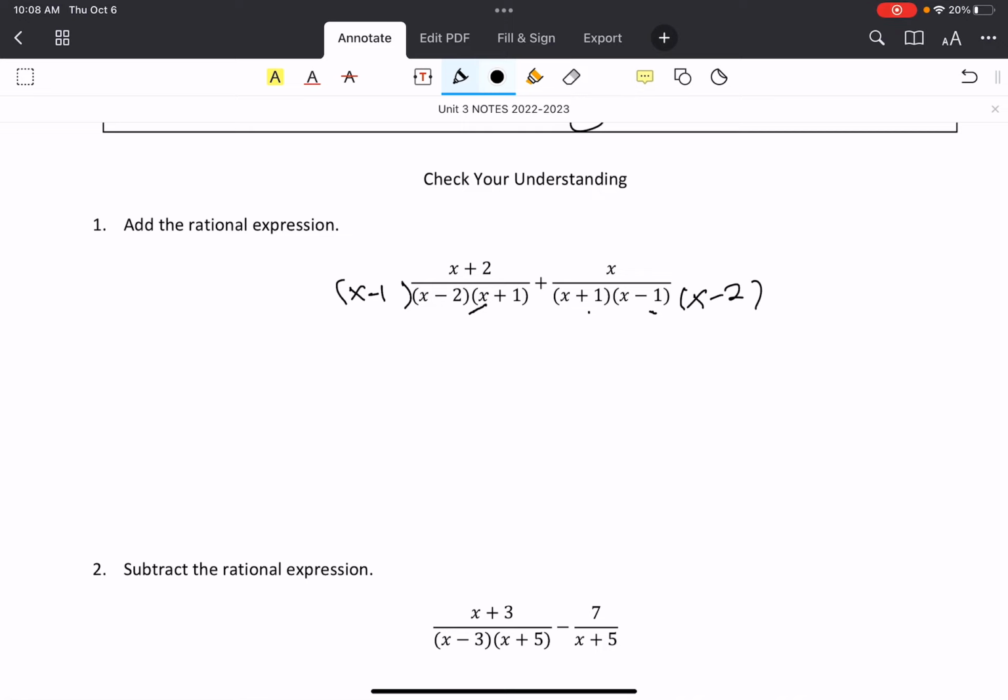But what do I have to do? Do it to the top. Now what should I do? Multiply the factors together. We're going to multiply this and multiply this. Because we multiplied it to the bottom, we're going to multiply it to the top. And then we will add.